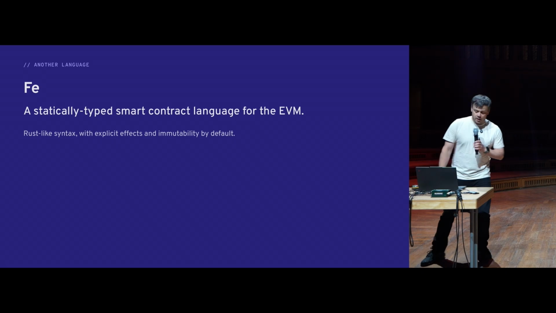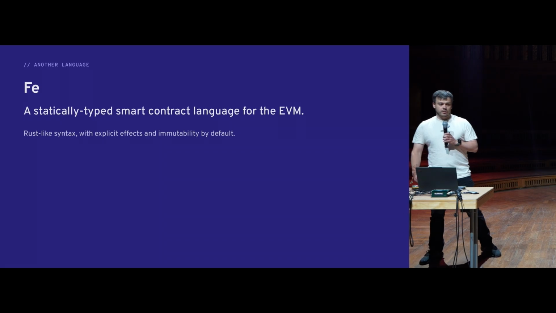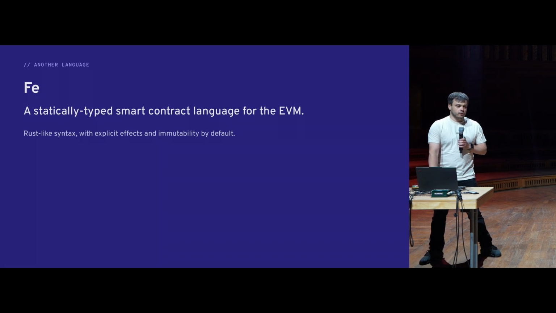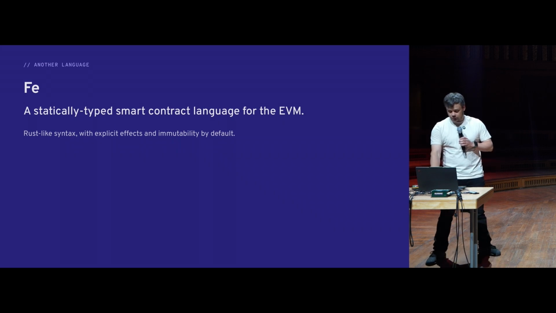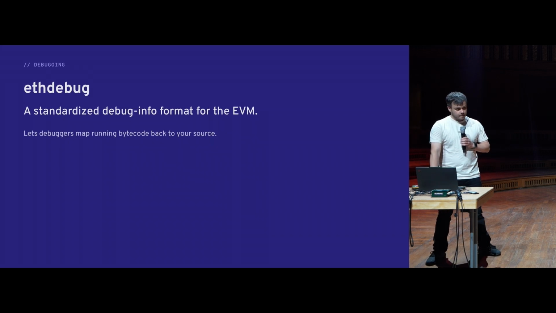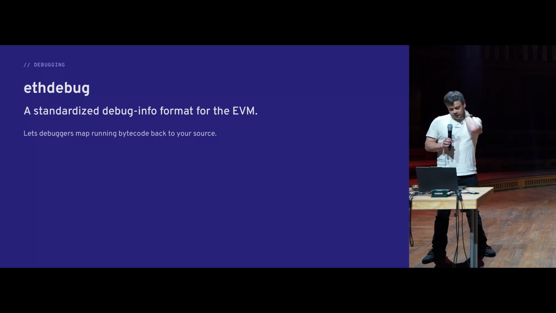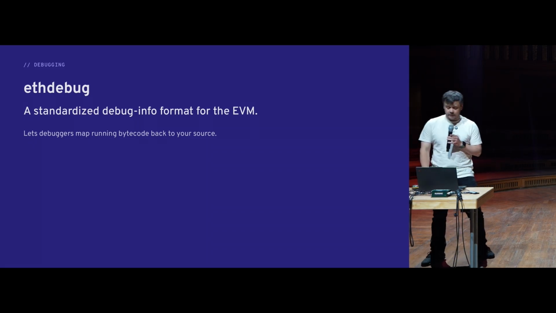We have Fe, which is a second programming language that we are also building, a statically typed smart contract language, and it has similar syntax to Rust and is immutable by default. Check it out. They also recently had a bigger release. Then ethdebug I mentioned, which is aiming at having a standardized debug information format for the EVM so that we can have proper debugging, which also hasn't happened in 11 years.